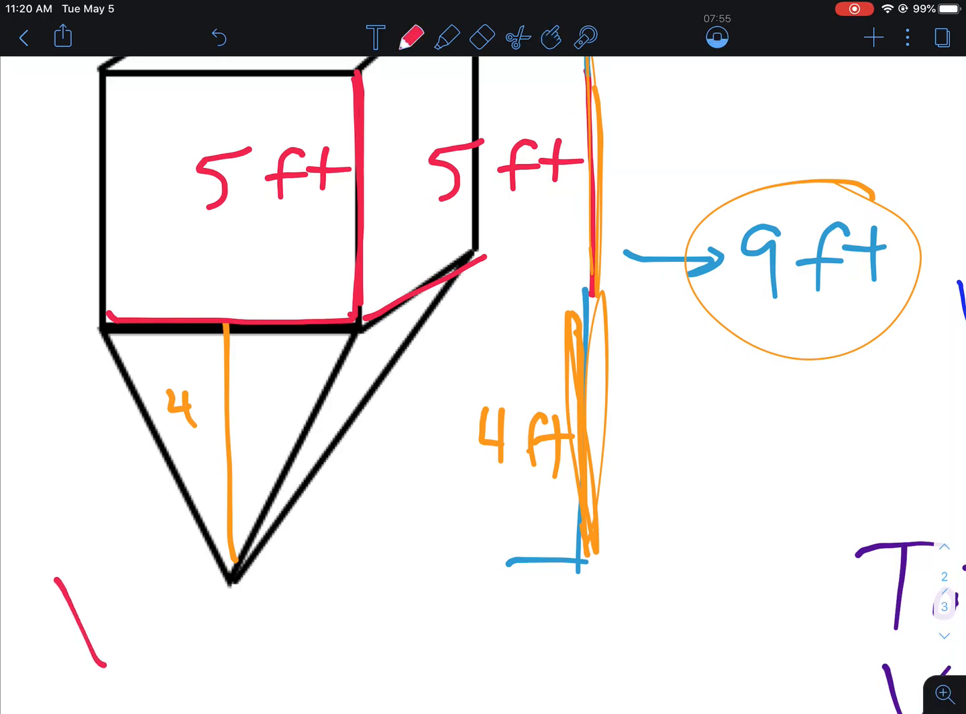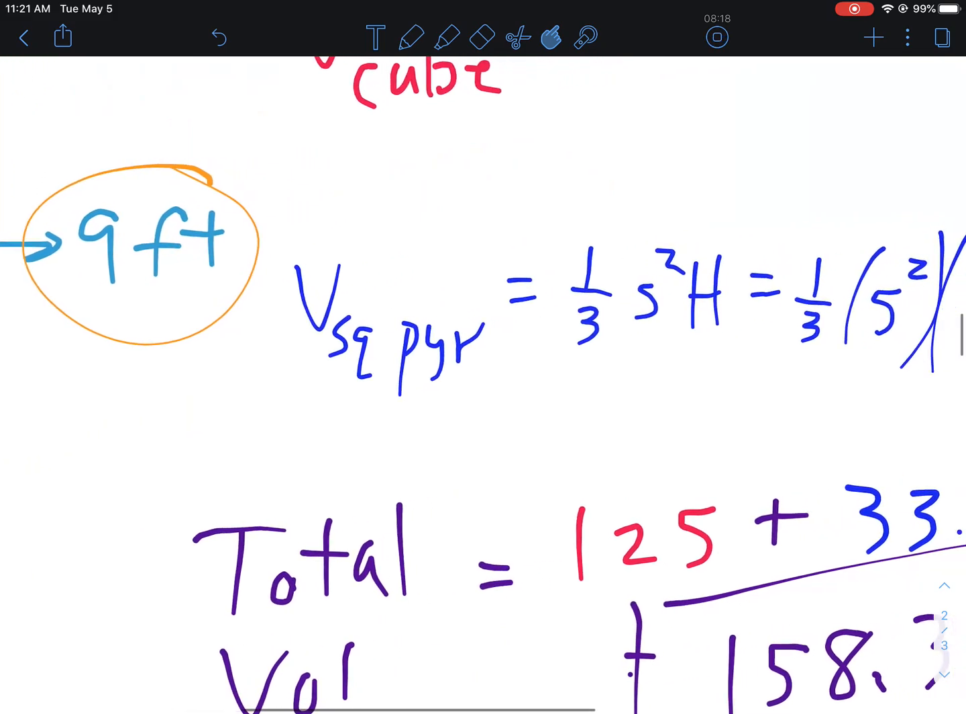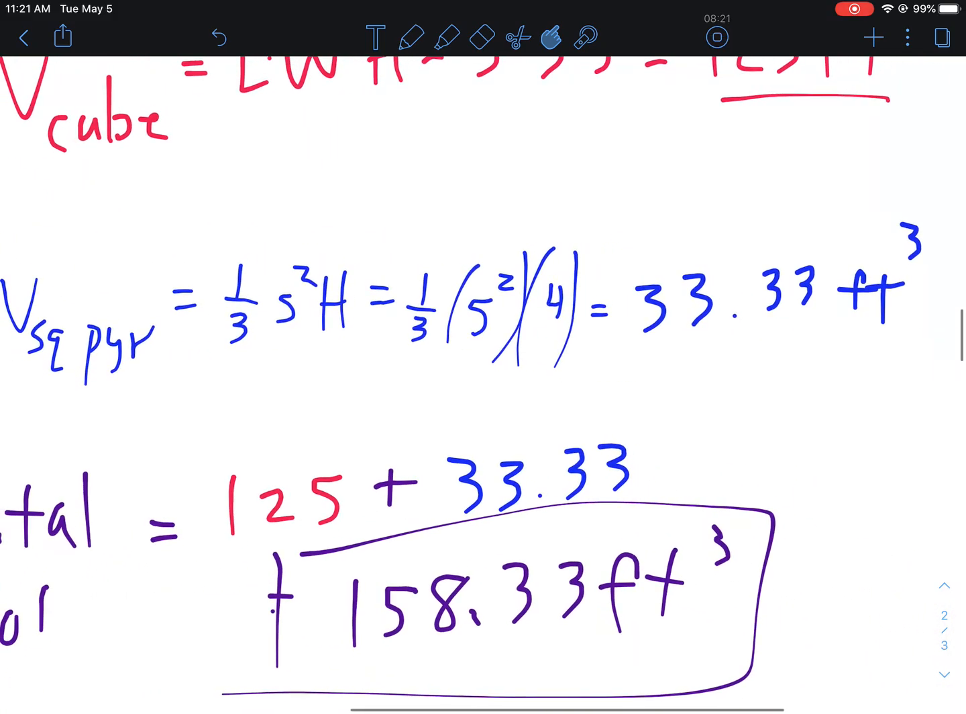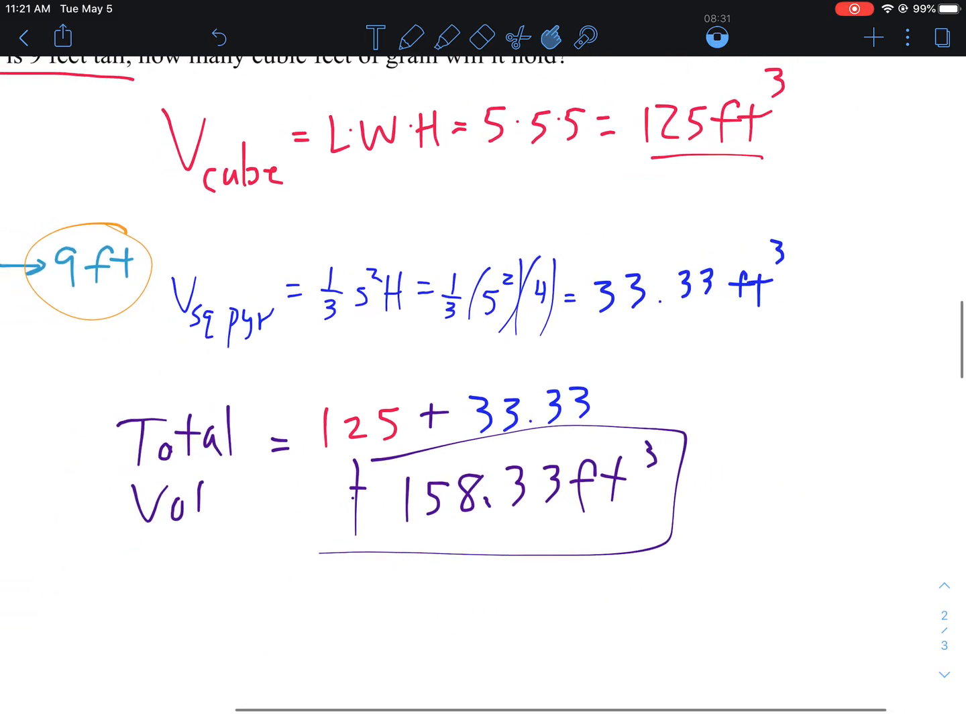For the square pyramid, if I drew that over here maybe separately, you could see that you have 4 for the height, so that goes right here, and then these lengths are all 5. So if it's a square base, that's like saying 5 times 5, you'd have a 1/3 in front of it, and then times that height of 4, which you see right here. So again, 1/3 times 5 squared times the height of 4 gives you 33.33 cubic feet.